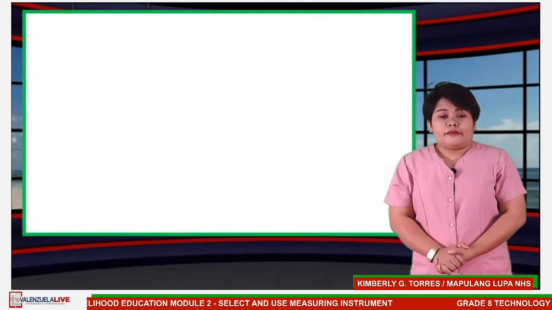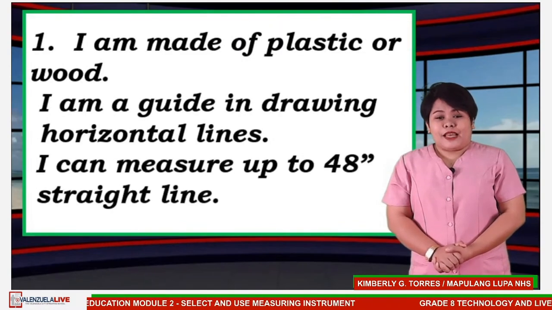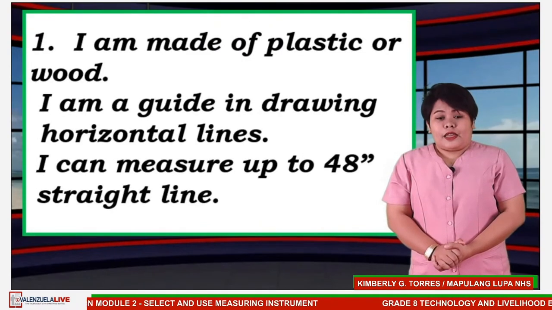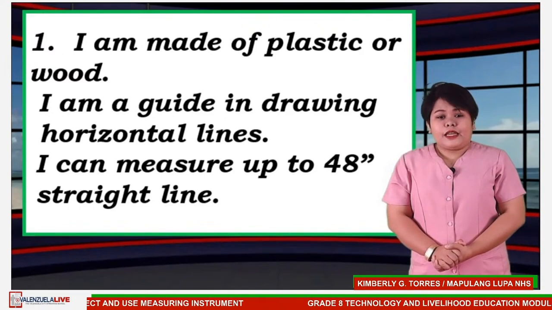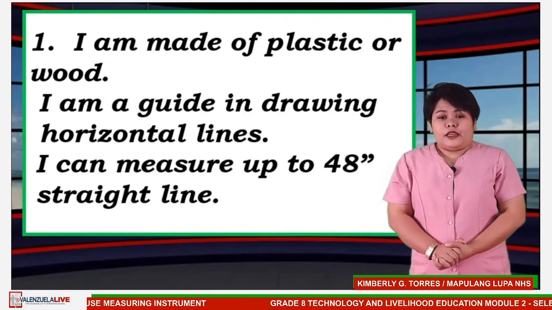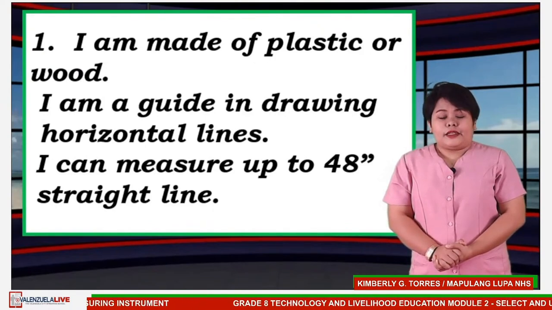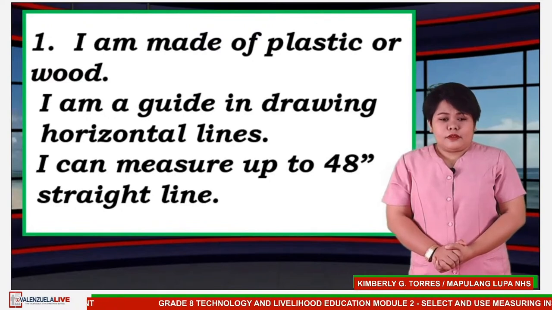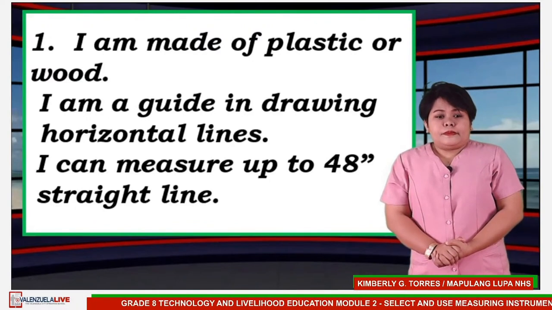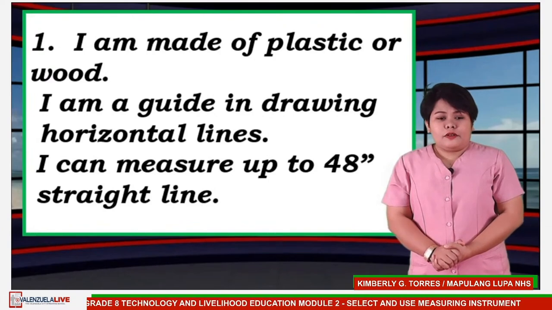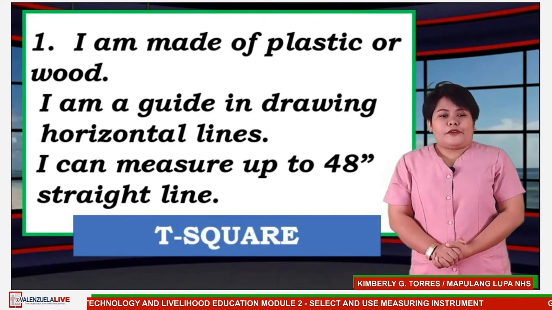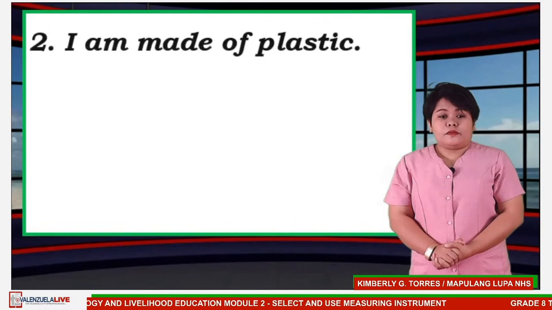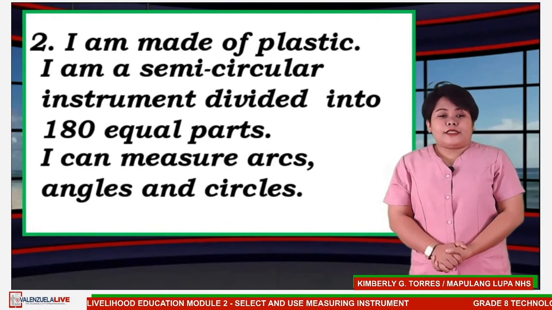Number 1. I am made of plastic or wood. I am a guide in drawing horizontal lines. I can measure up to a 48-inch straight line. What am I? The answer, T square.